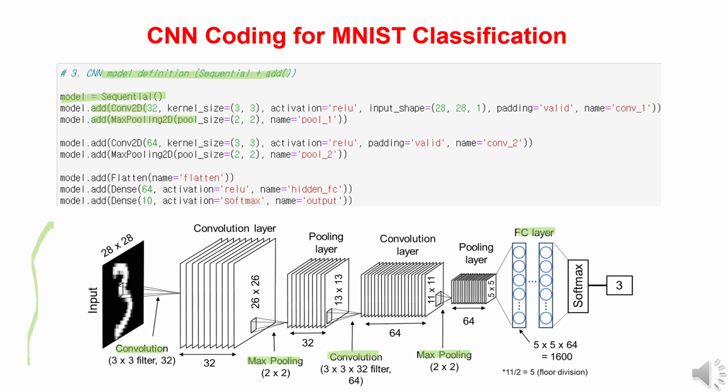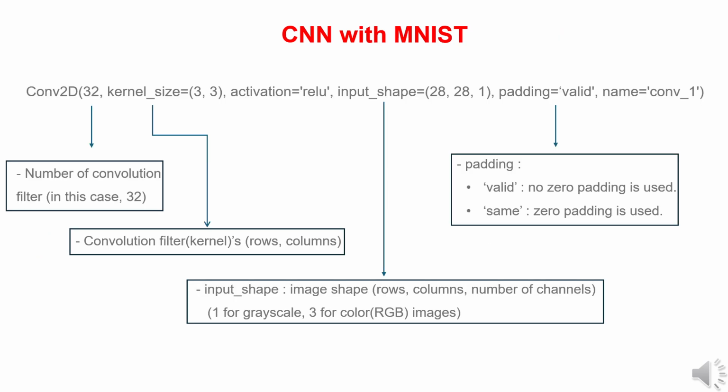Next, we add a second convolutional layer, followed by another max pooling layer to extract deeper features. After that, we use a flatten layer to convert the multi-dimensional feature maps into a one-dimensional vector. This is followed by a fully connected layer with 64 nodes, and finally, a softmax output layer that classifies the input into one of 10 categories. Let's take a closer look at this part.